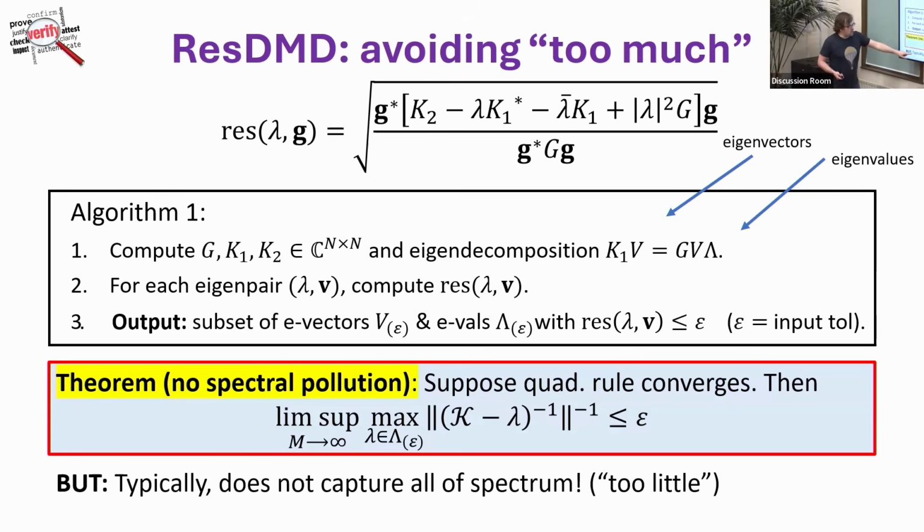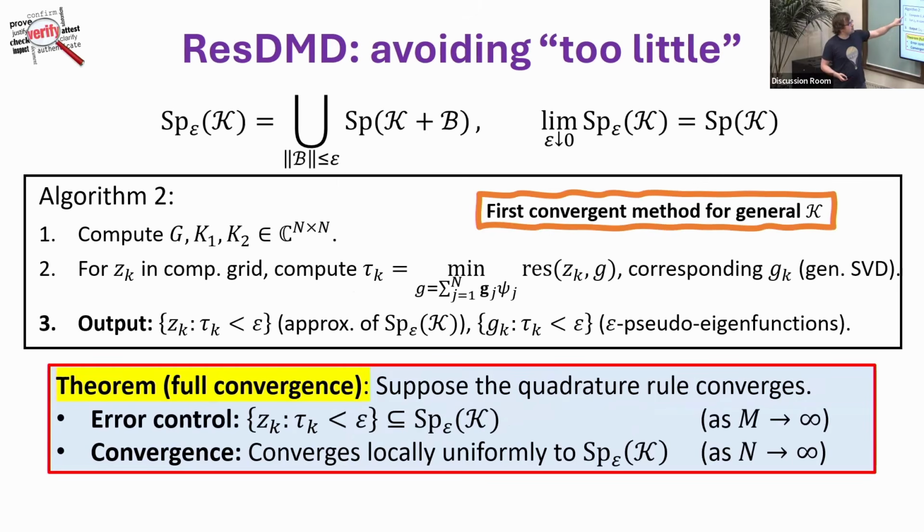Typically, even if you avoid spectral pollution, you might not capture all of the spectrum with the projection. So you can actually compute pseudospectra. The way you do that is you search for candidates that minimize this. You can get a theorem, and for those of you who want the rigor, look at the paper, you get error control. The set that you spit out is a subset of the pseudospectrum, because of this monotonicity. So you get verification. With a finite set of basis functions, you can get it. And then you also get convergence.